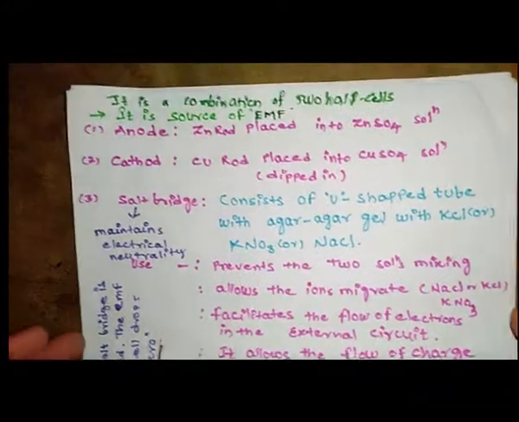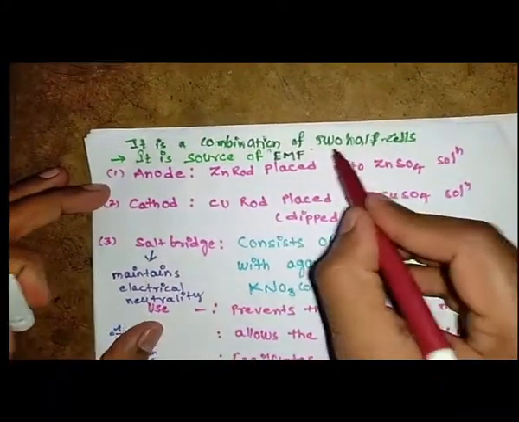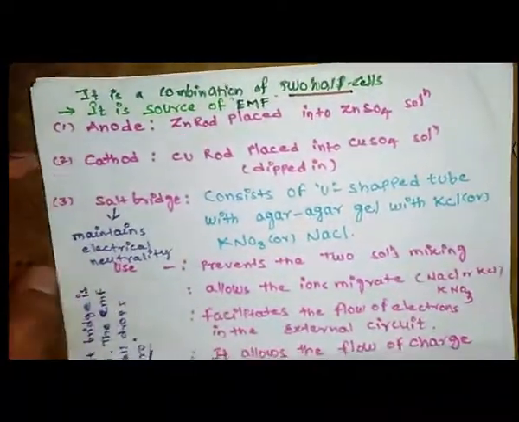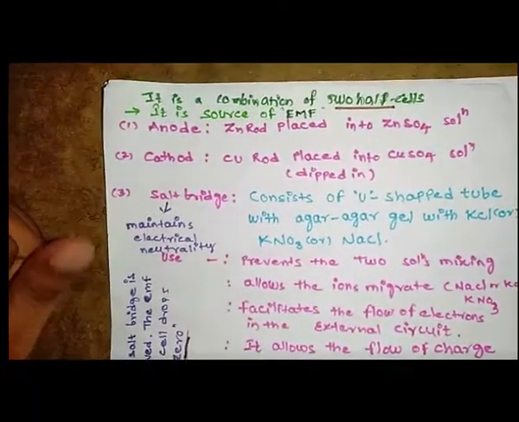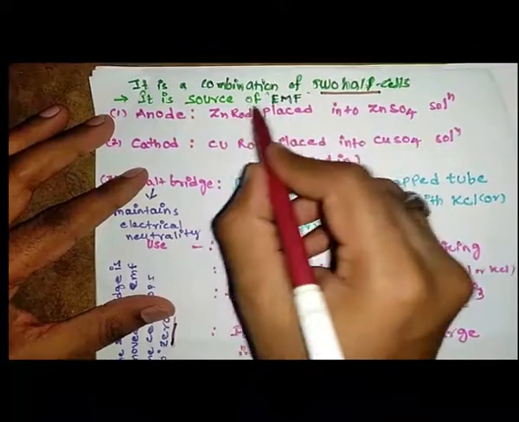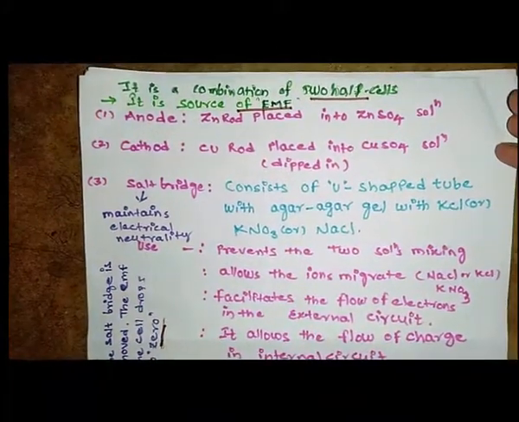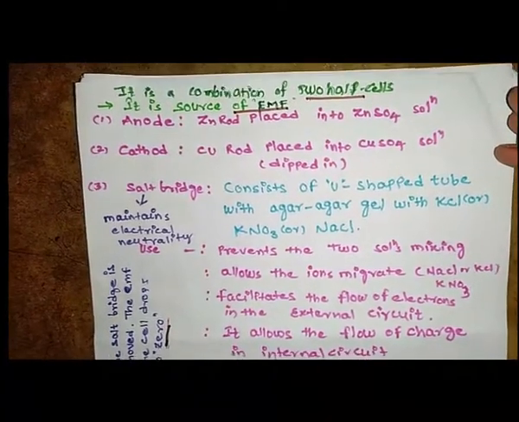So look at here. Here it is a combination of two half cells. The voltaic cell or galvanic cell is the combination of two half cells. It is a source of EMF, meaning the galvanic cell produces current or electricity.